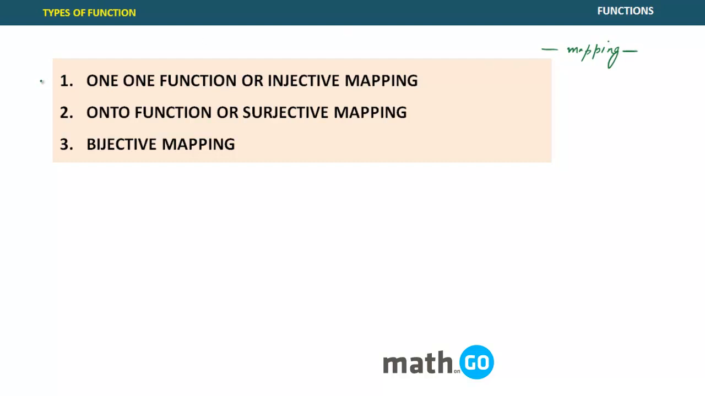So 1-1, or we call it injective. You just have to remember the names: 1-1 function is also called injective mapping. Onto function can be called surjective mapping. Bijective mapping is a combination of these two. When both of these are there, then we call it bijective. All right, we'll now do them in detail. Just stick to your table.